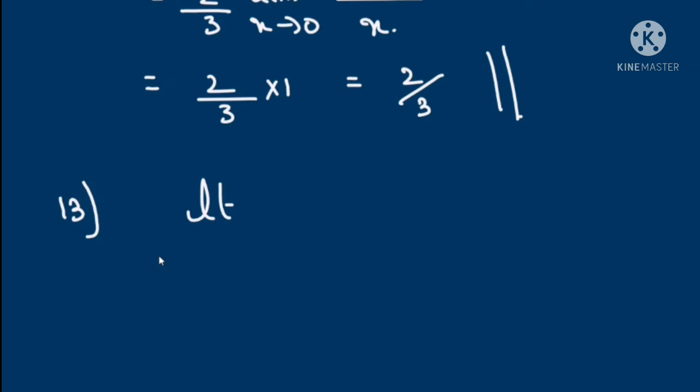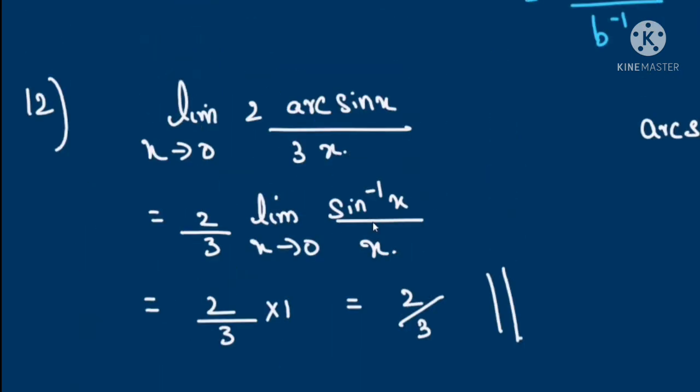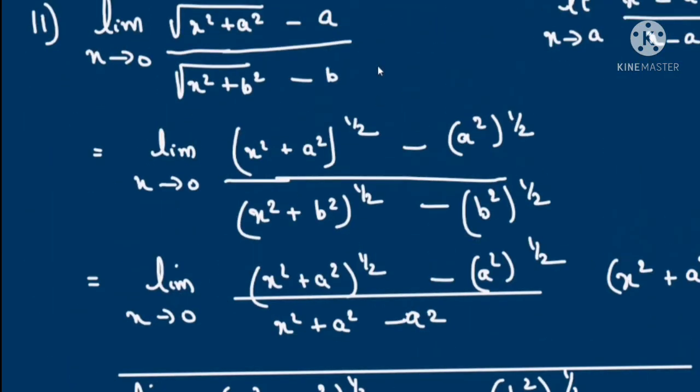Limit x tends to 0, 1 minus cos x by x square. Now in all these problems, if you see, when you apply the limit straight away, if you put x is 0, you get root of a square is a minus a, that is 0. Here when you put x is 0, root of b square minus b, that is b minus b, that is also 0. This is indeterminate form. So we apply this method to find the limit.